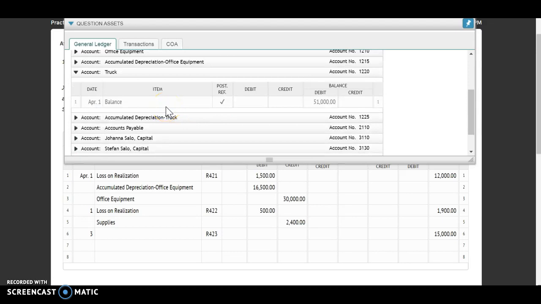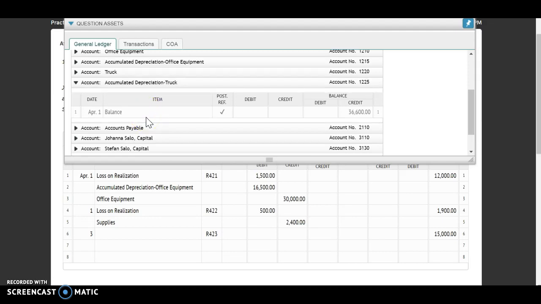So here's our truck account. We bought the truck at $51,000. We need to look at our accumulated depreciation, so we're going to subtract that, minus 36,600. That gives us a book value of 14,400. So we would take our 15,000 minus the 14,400, and that means that we are getting a gain on realization of $600. Now, we know that a loss is a debit, so a gain is going to be a credit.